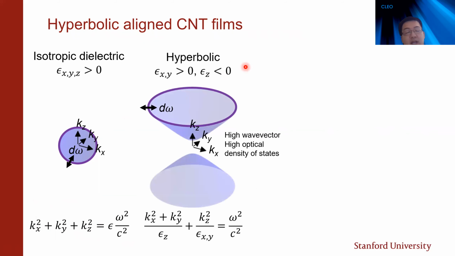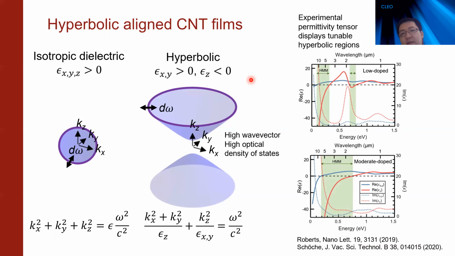But in a hyperbolic material, only one or two principal components of the dielectric tensor are positive. It means in momentum space, the isofrequency surfaces are actually a series of hyperbolas. This suggests this material can support a very high wave vector, a high momentum, and a very high density of states.